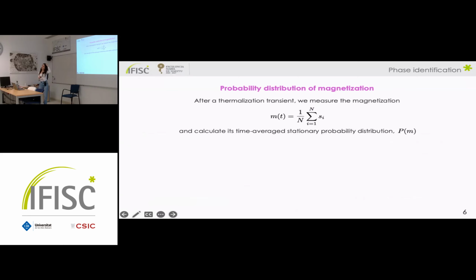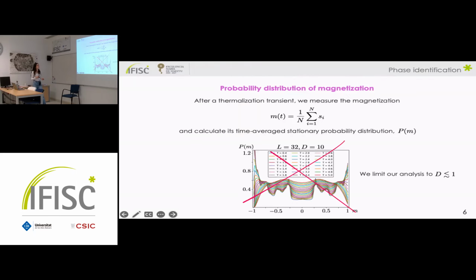In the numerical simulations, we let the system evolve, and then after a thermalization transient, we measure the magnetization and we determine its time average stationary probability distribution. We will focus on moderate values of the field intensity D, because for large values of the field intensity, we observe a very rich and non-trivial behavior that we have not analyzed in this work.